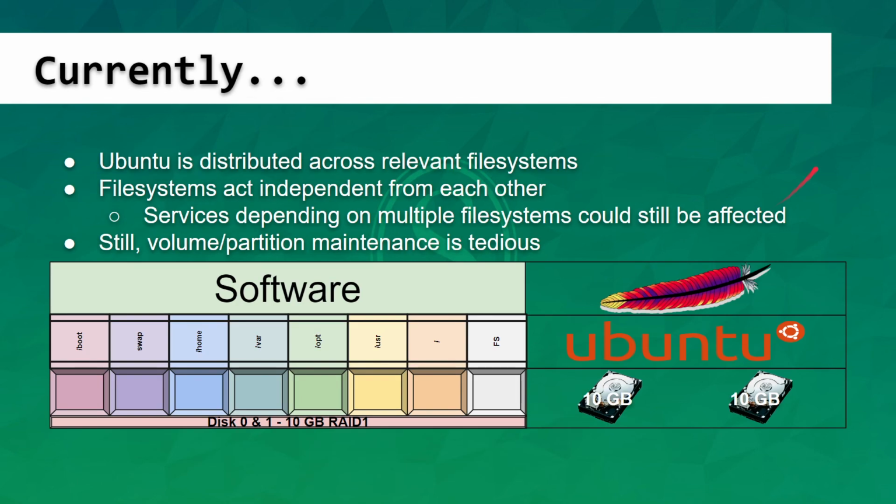So based off of the latest partitioning table that we had designed in this theoretical example, Ubuntu is distributed across all of these relevant file systems. They act independently from one another. So if you have a service or some program that depends on multiple file systems, they could still totally be affected. So you want to watch out for that.